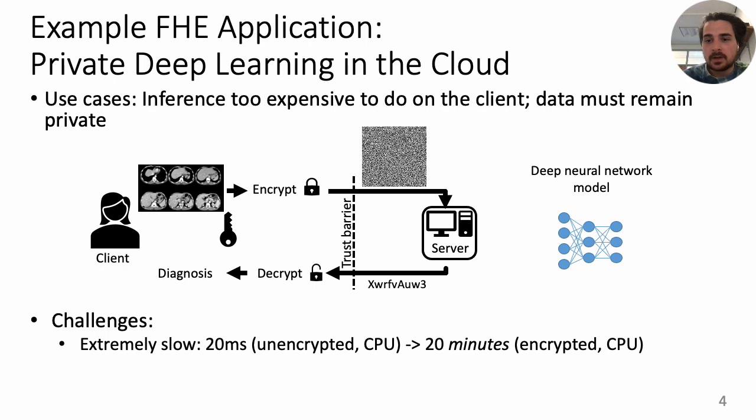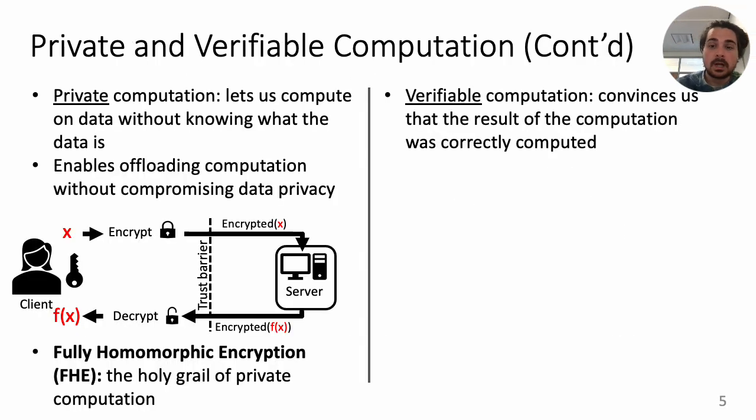Now, the main drawback of FHE is that it is extremely slow, 4 to 5 orders of magnitude slower than unencrypted computation. For example, a ResNet 20 inference takes 20 milliseconds unencrypted, but 20 minutes when done on encrypted data. It's also very hard to use. Only FHE experts are able to write good FHE applications. While FHE allows the client to rest easy that their data is safe, it does not provide any guarantee that the server applied the correct function and returned the right result.